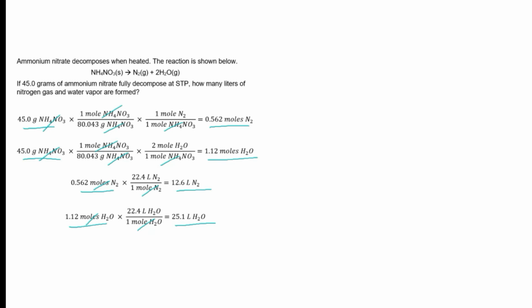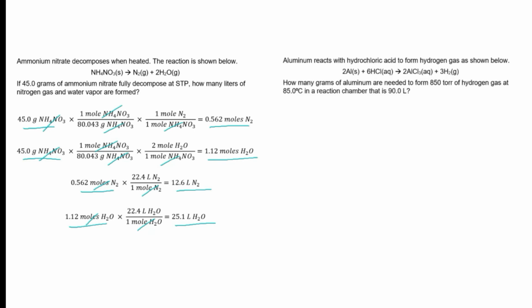Let's now work a problem when we are not at STP. So aluminum reacts with hydrochloric acid to form hydrogen gas as shown below. And again, the nice thing is the equation is already balanced. How many grams of aluminum are needed to form 850 torr of hydrogen gas at 85 degrees C, and our reaction chamber is 90 liters.